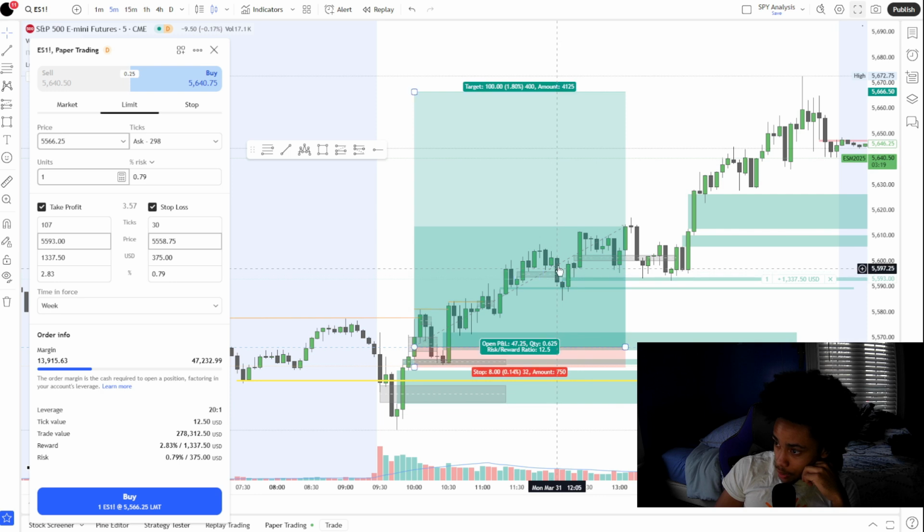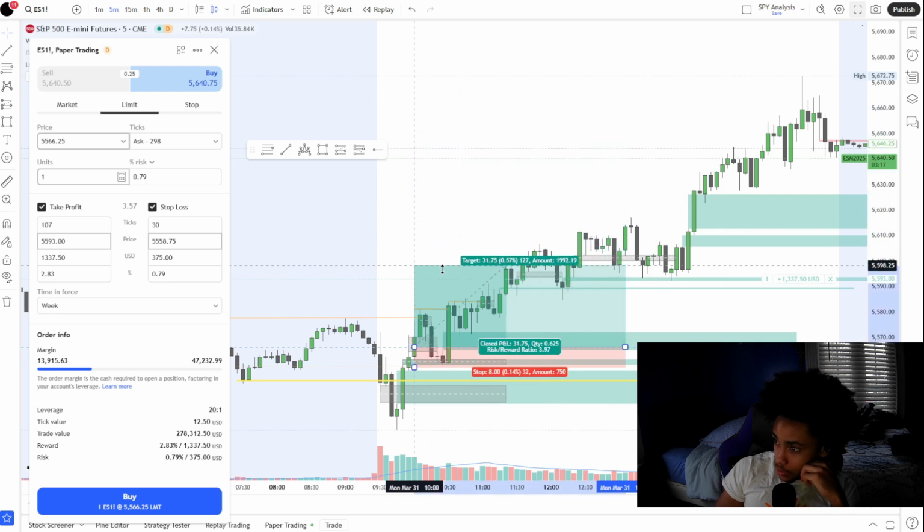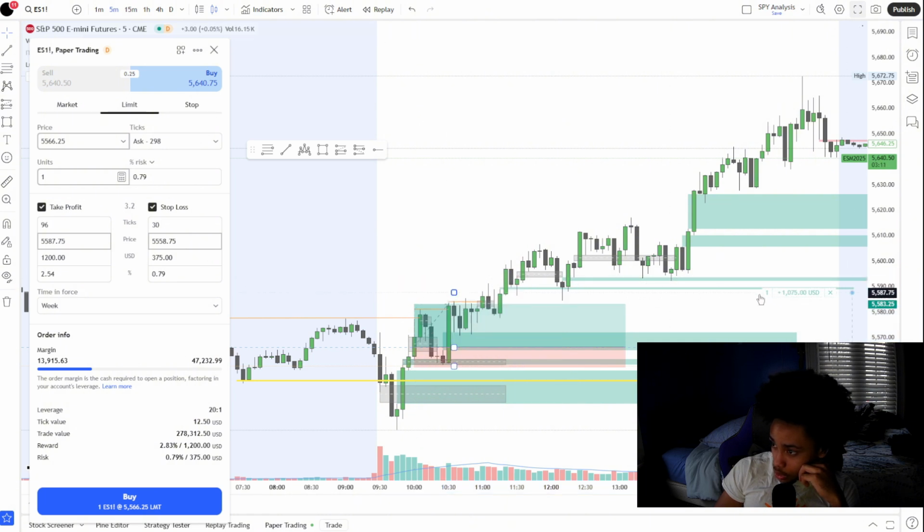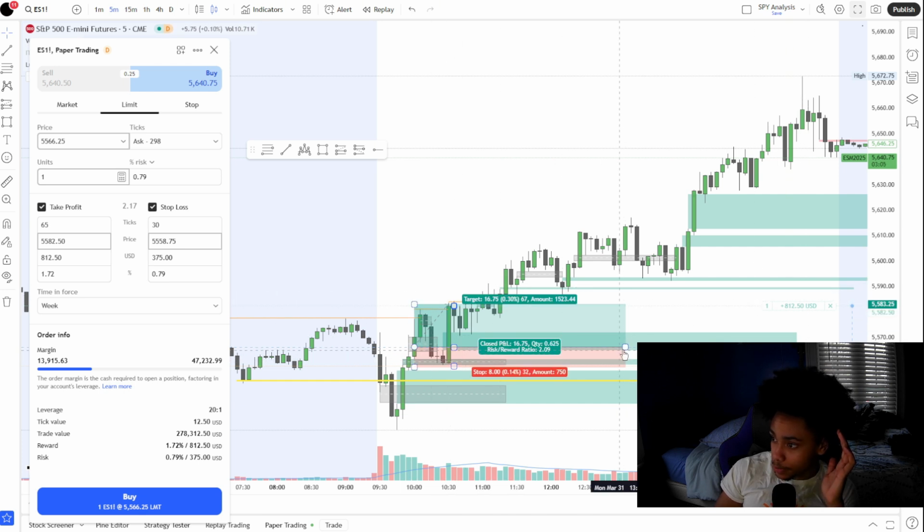These fair value gaps are getting disrespected. You most likely, if you're playing very safe, would have exited around here or maybe even around here for the 1 to 2. Okay, $1,300 profit or $800 profit. Either way, still good ratios. You're not risking a lot either. This is very good.